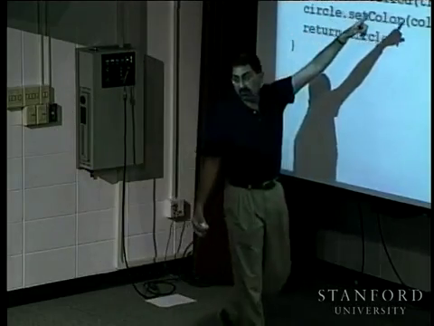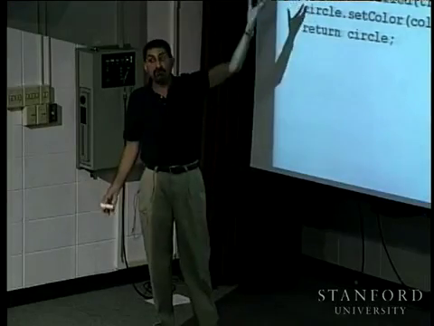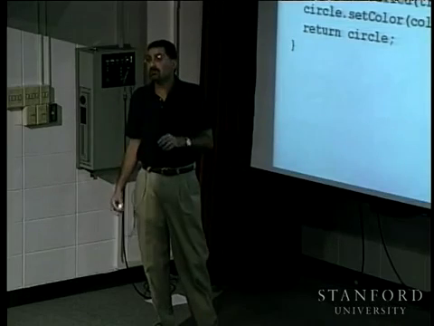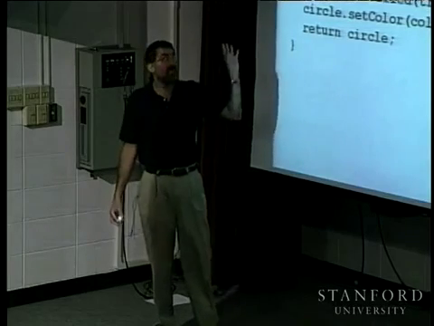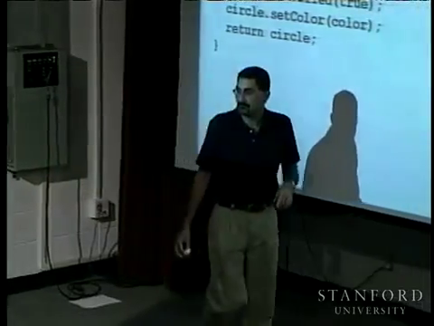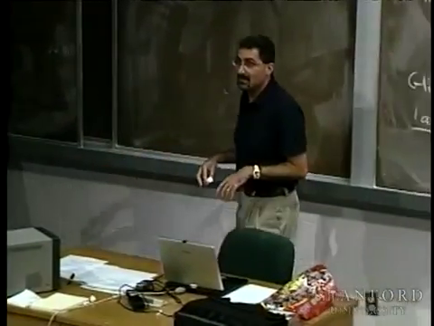Which means when you invoke this method, you better take the result and assign it to some place that's a GOval, or just add it to your canvas. You need to do something with it that you would normally do with a GOval. You can't assign it to an int because an int and a GOval aren't compatible. Question? Yeah, you can't assign it to an int. You have to assign it to an object of the same type.